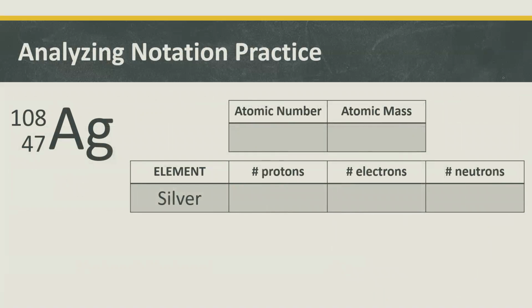Okay, so try this one. So Ag is silver. So atomic number is the bottom number, 47. Top is 108. And these are always rounded just to make it look nice. The periodic table is not rounded. Okay, number of protons is equal to the atomic number. So 47. Number of electrons is equal to the atomic number. And then to get neutrons, I have to take the atomic mass minus the atomic number.